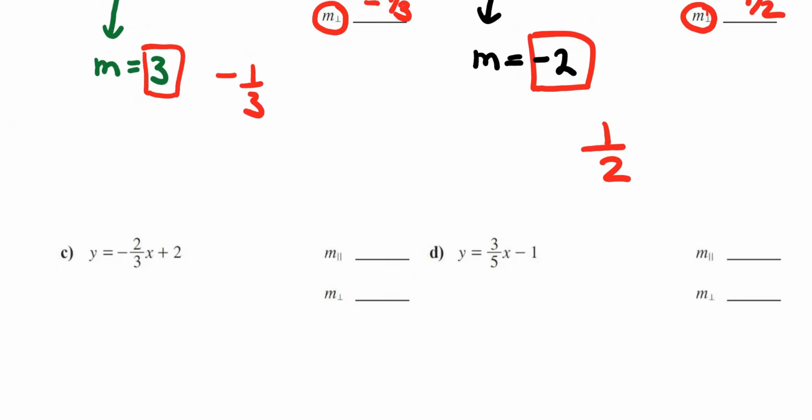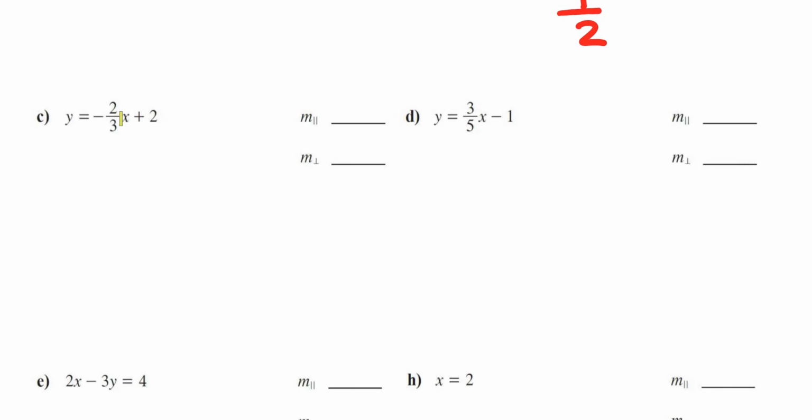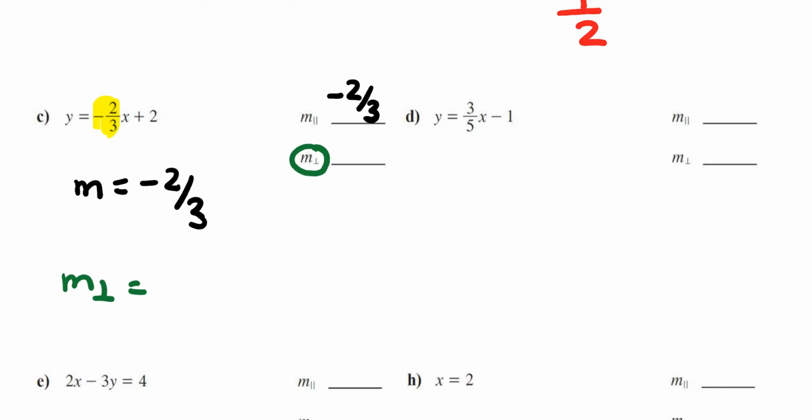Okay, let's move on to question number 1c. For question number 1c, the slope is negative 2/3, so m equals negative 2 over 3. If I want to find a line that's parallel to that line, it must have the same slope, which is negative 2 over 3. And for a line that's perpendicular, I need the opposite reciprocal, right? Right now this is negative. So if I want the opposite or negative reciprocal, it's going to be positive. And then I just flip the fraction, right? If I flip that, it'll be positive 3 over 2.